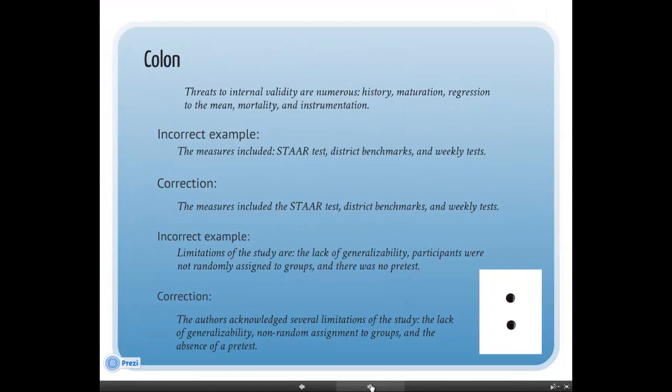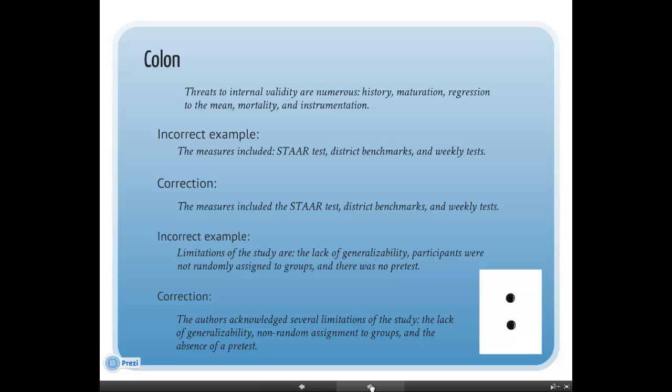The colon. At times, it is appropriate to include a list of items following a colon, if the phrase before the colon could be used as a sentence. However, all items in such a list must be the same grammatical form. For example, threats to internal validity are numerous: history, maturation, regression to the mean, mortality, and instrumentation.